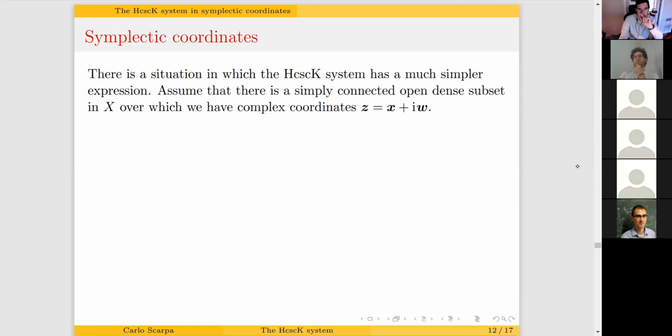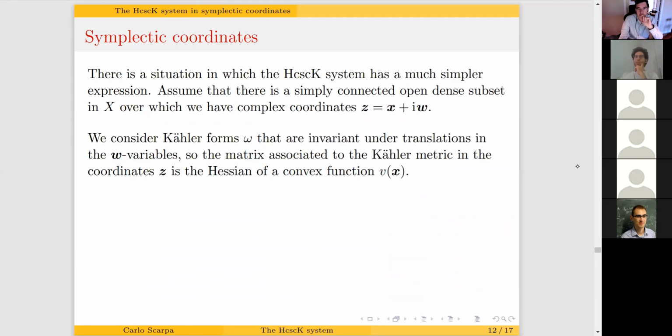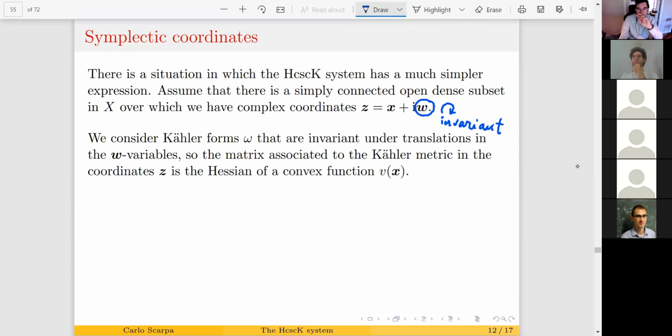And okay, so we assume that we have some large set over which we have a system of complex coordinates, and we consider tensors that are invariant under translations on the imaginary part of the coordinates. So effectively, all the tensors we consider now will depend just on the real part of the coordinate.